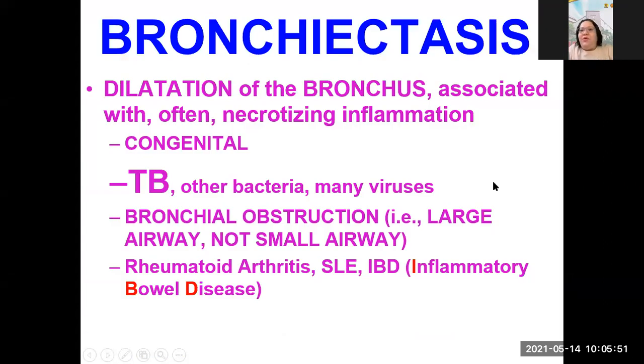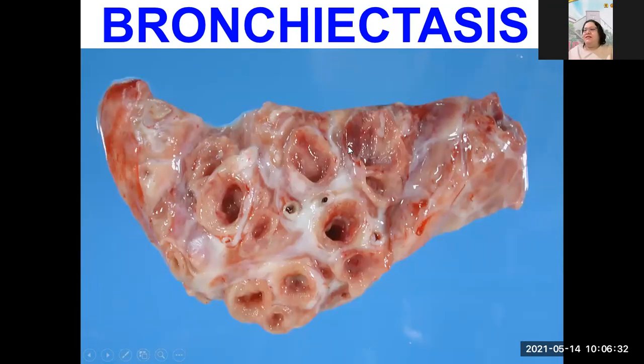Now going to bronchiectasis, there is dilatation of the bronchus often associated with necrotizing inflammation. It can be congenital, but very often it's caused by infective causes like TB, bacteria, and viruses. There is bronchial obstruction of the large airway, not the small airway. It can also be related to rheumatoid arthritis, systemic lupus erythematosus, and inflammatory bowel disease, or IBD. This is an example grossly of what you will find in bronchiectasis.